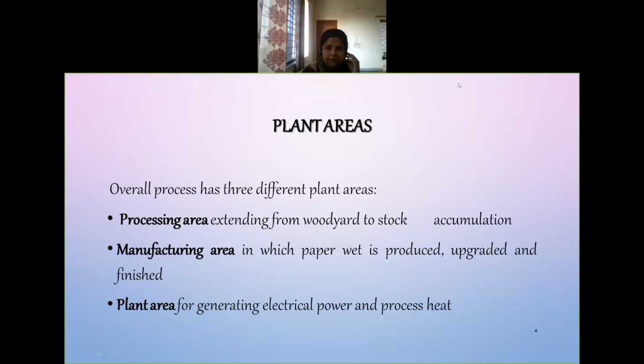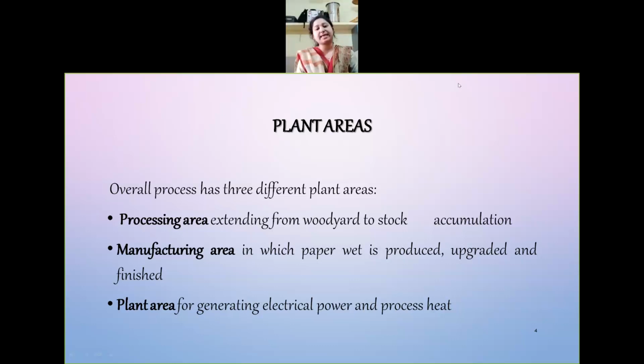In the plant areas, the required power is supplied to the processing area and the manufacturing area. The next part of the slides will be continued by Swati.